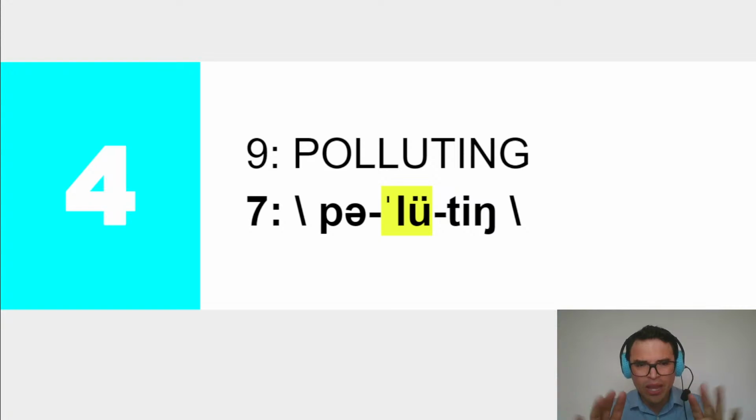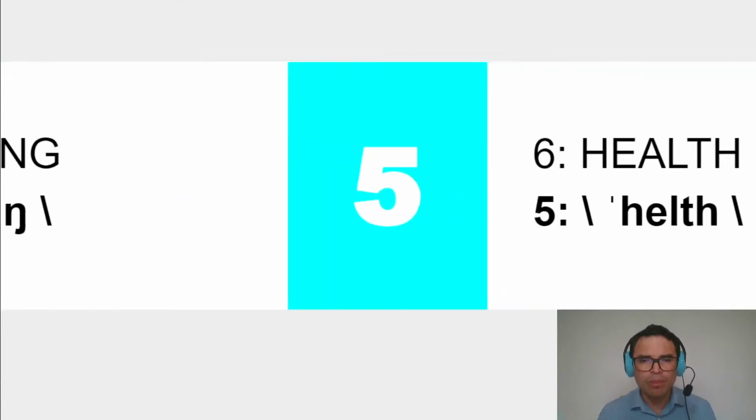Number 4, 9 letters and 7 sounds. 3 syllables. The second syllable is the one that is stressed. First syllable, schwa, neutral. Second syllable, the vowel, oo. You have to round your lips, oo. And third syllable, I. I is a weak sound. All right. So polluting.